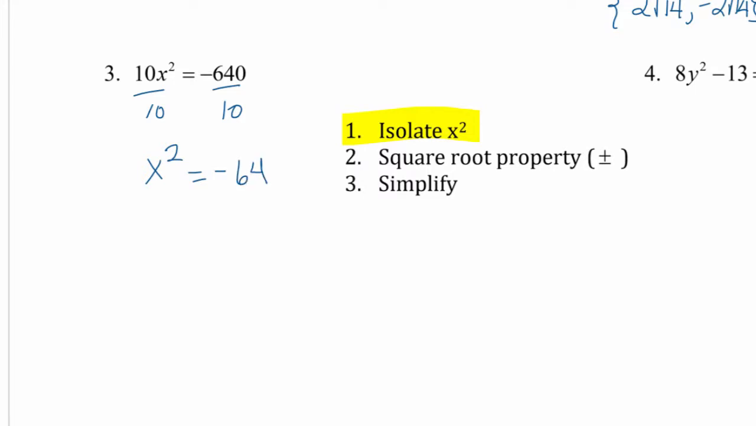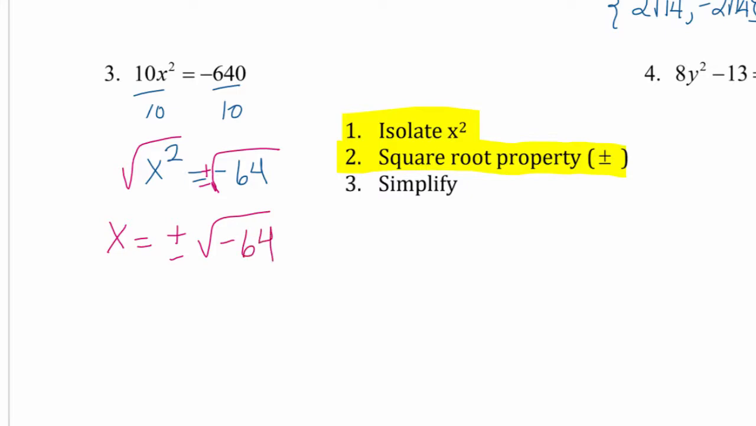And now we're going to apply the square root property to both sides of the equation, right? So that means that we're taking, if you want to think of it as taking the square root of this guy, but over here, for sure, we need a plus or minus square root of negative 64. Okay, so let me rewrite that. X equals plus or minus square root of negative 64. Okay, we've got to simplify that square root of negative 64.